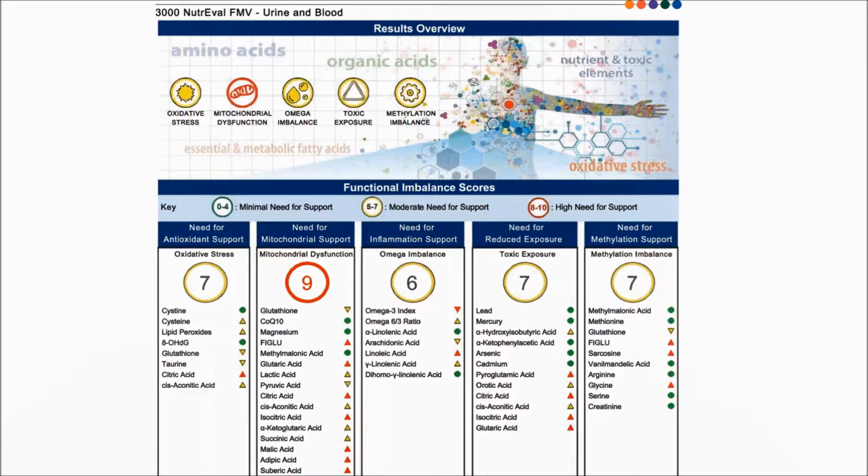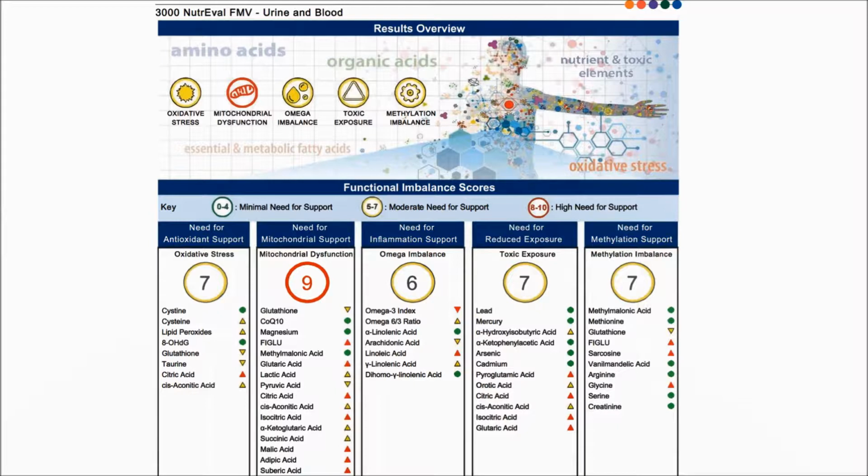And you can see in the list underneath those circles with the numbers in them, there's a lot of different organic acids and chemicals that they're looking at and saying whether they're optimal, moderately high, or red, meaning overly high, in need of support and in need of real definitive correction. So this is an amazing test.